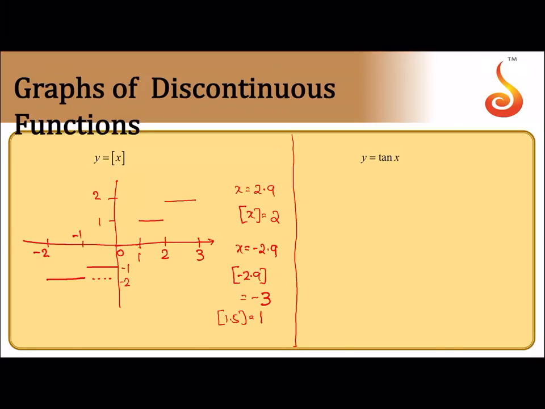So, I'll take another example. Suppose I write f of x at 1.5, the greatest integer of 1.5 is 1, the nearest integer towards the left. It is also called a step function. So, it is discontinuous at all integral values.